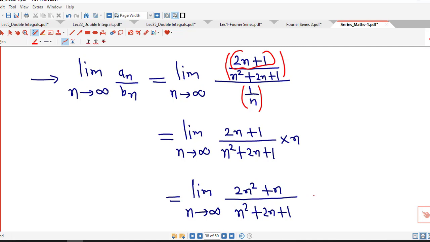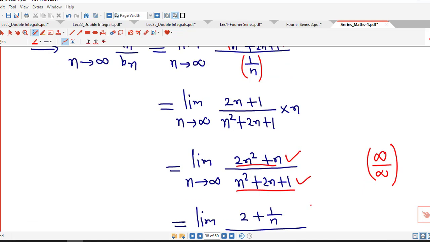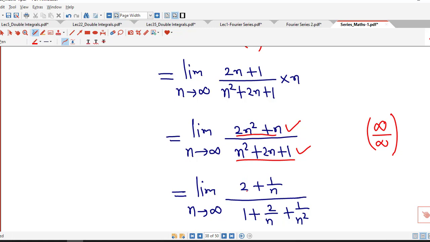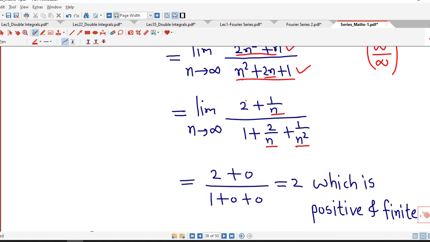So here, to find this limit, we can observe that this is infinity by infinity form. So either we can apply L'Hospital rule, or we can divide numerator and denominator by the highest power of n. Here the highest power of n is n square, so we divide this as well as this by n square, and we obtain 2n square divided by n square, which is 2, plus n divided by n square, which is 1 by n. Similarly here, 1 plus 2n by n square, which is 2 by n, plus 1 by n square. Now if we consider the limit as n tends to infinity, this is going to be 1 by infinity, which is 0, these two terms are also 0, and because the limit of a constant term is constant, we have (2 plus 0) divided by (1 plus 0 plus 0). So the limit of an upon bn as n tends to infinity is 2, which is positive and finite.